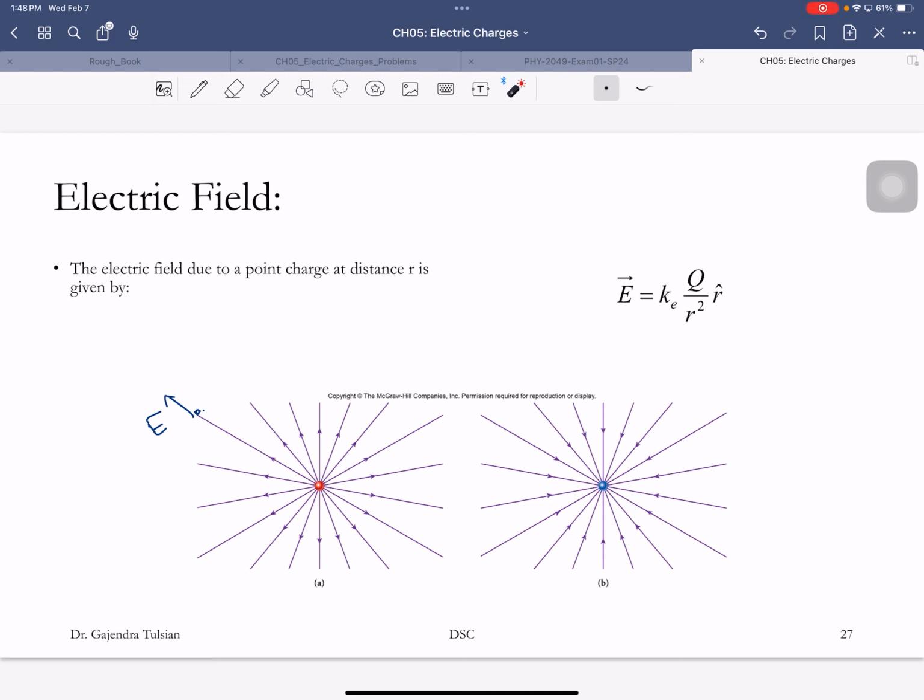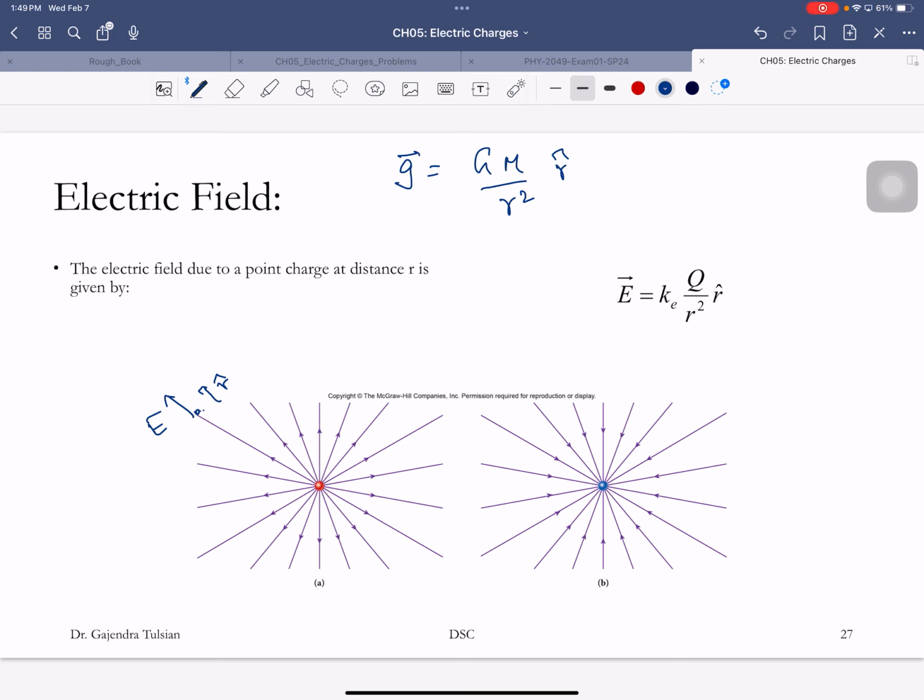So the electric field falls off as 1 over r squared. And if you check your notes, this is just like the gravitational field, mass divided by r squared. Acceleration due to gravity falls off as 1 over r squared, just like that. So the formulas are almost identical. r hat is a unit radial vector.